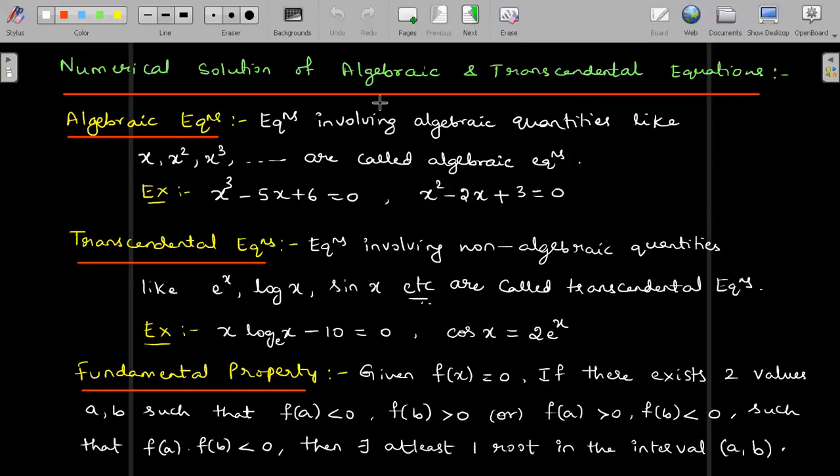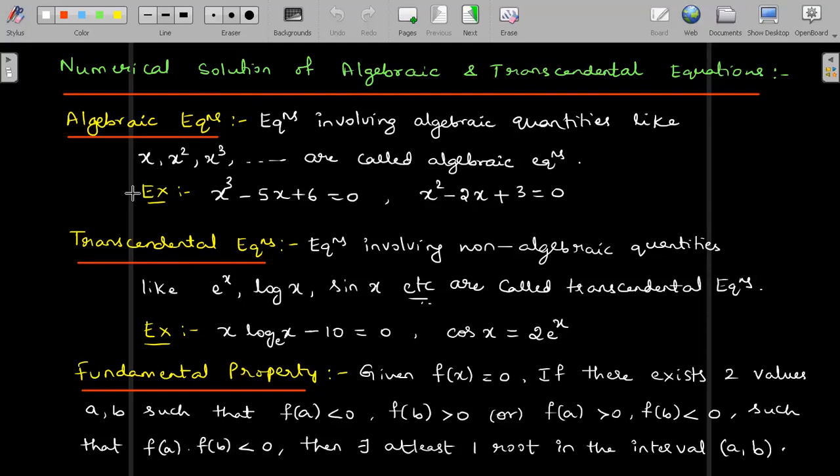Numerical solution of algebraic and transcendental equations. Let us first know the definition for algebraic and transcendental equations. So any equations which involve algebraic quantities like x, x square, x cube, etc. are called algebraic equations. So equations that involve polynomial terms like x, x square, x cube, etc. are called algebraic equations. Say for example, x cube minus 5x plus 6 is equal to 0, x square minus 2x plus 3 is equal to 0.